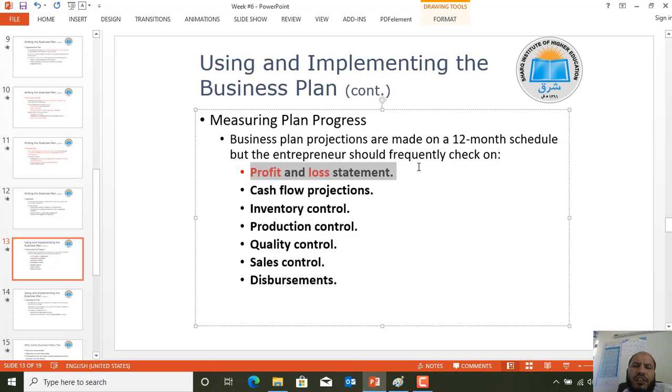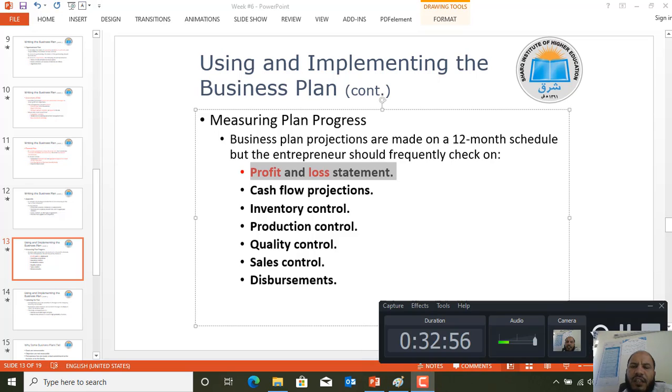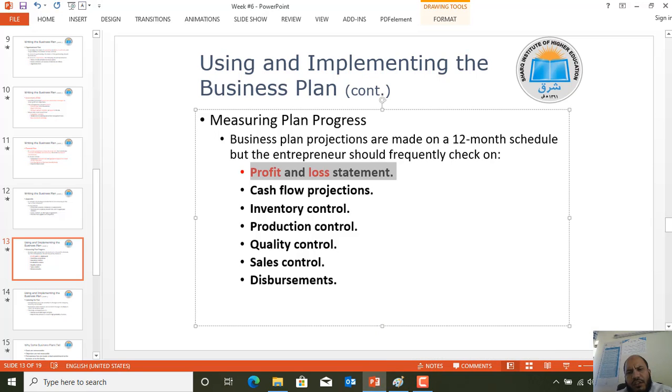To find the loss and profit, we deduct the expenses from the revenue of the organization. If we have higher revenue, we are in profit, and if we have lower revenue, we are in loss. That's why we may say that profit and loss projection is important for understanding and measuring the business. Also dear students, we may check the cash flow projection.